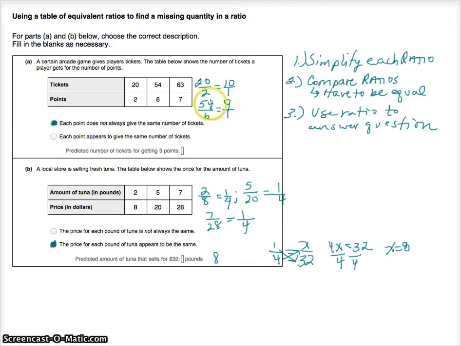So remember, simplify the ratios and compare them, make sure they're equal, and then use your ratio to answer your question.